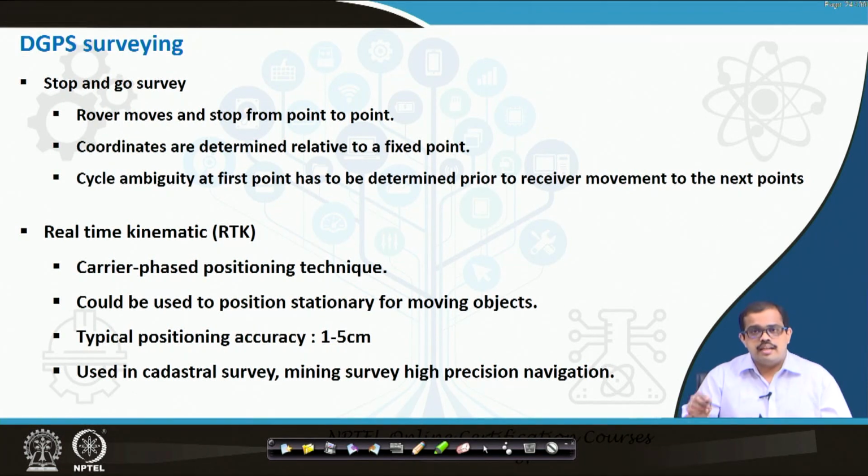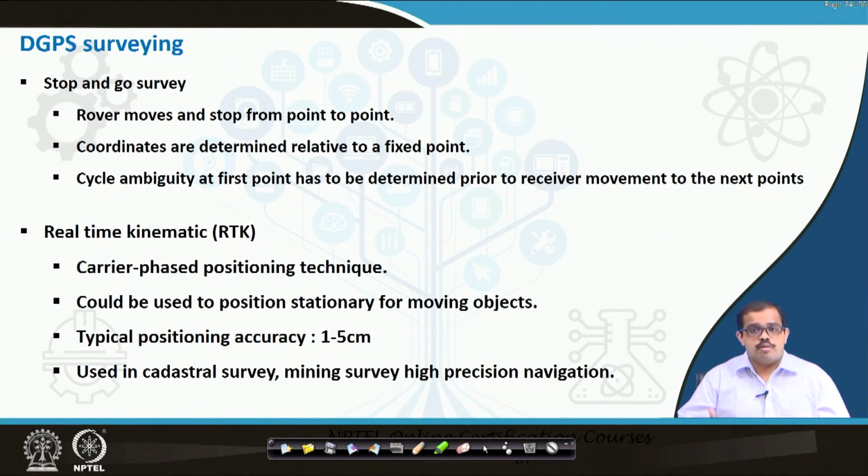So, the error is induced if you are not looking at the ambiguity at the particular point when you are starting this survey. Then you have Real Time Kinematic, RTK, a very well known way of doing DGPS surveying. It is normally a carrier phase positioning service.